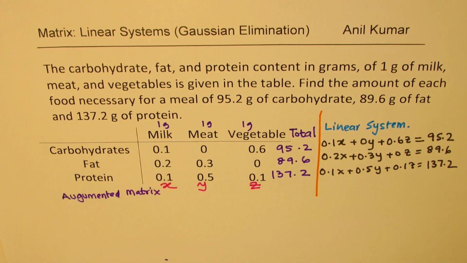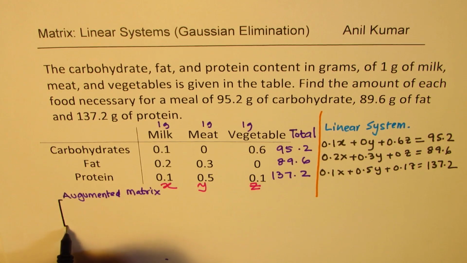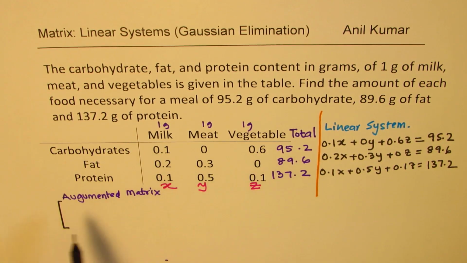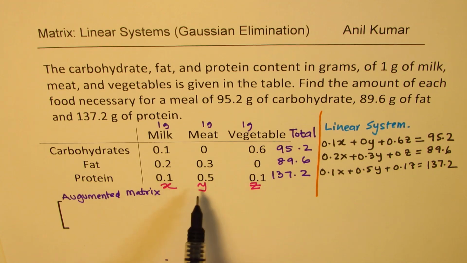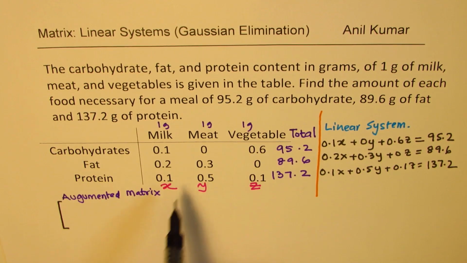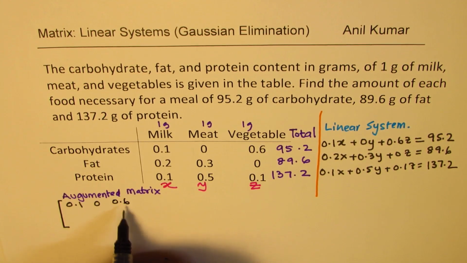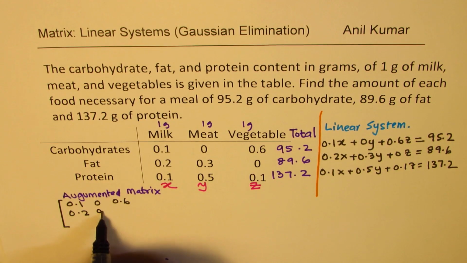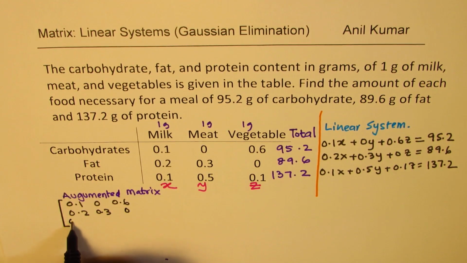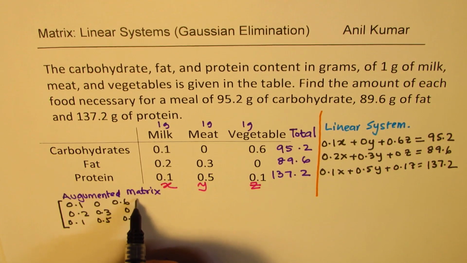It looks something like this. Let me make one here. We'll squeeze in all this data. We don't write x, y, z. It is assumed that x is along column 1, y along column 2, z along column 3. So it's an exact replication of the same table in tabular form. We get 0.1, 0, 0.6, then 0.2, 0.3, 0, and 0.1, 0.5, 0.1. So that becomes our matrix.